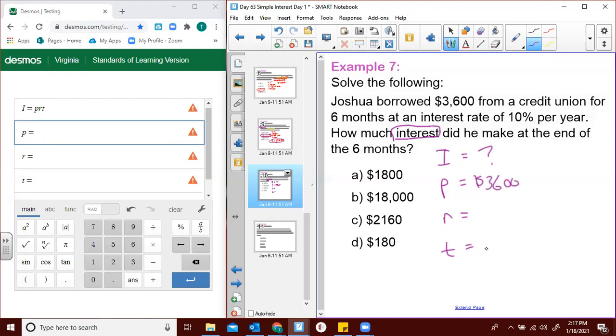Time, we have 6 months. Remember, there's 12 months in a year. We need this to be in years, so that's 6 over 12. And our rate is 10%. And remember, we can put that over 100. So you can take out a lot of the little steps, unless you can do them in your head really quick.